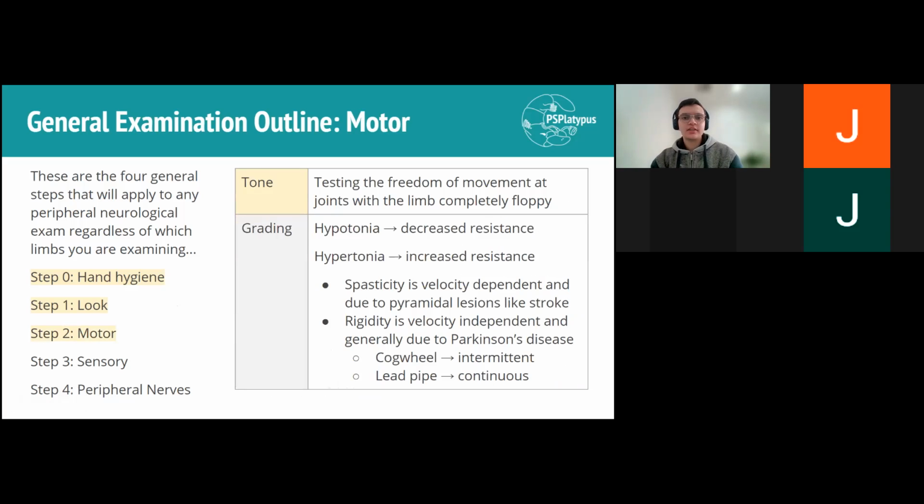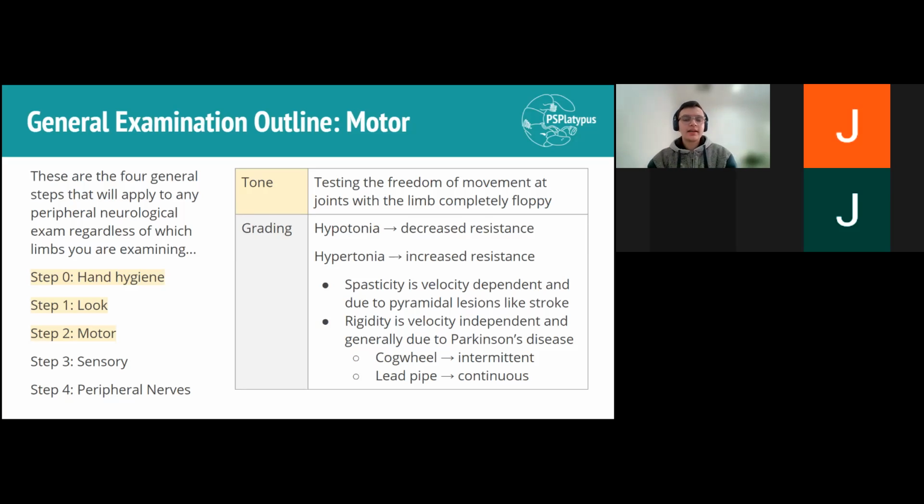But if you're grading this, you're thinking first, is it decreased resistance? So am I just able to move all the joints really, really rapidly without the patient being able to actually control it? That's hypotonia, not so clinically relevant. Hypertonia is probably the more important one. So that's too much resistance.